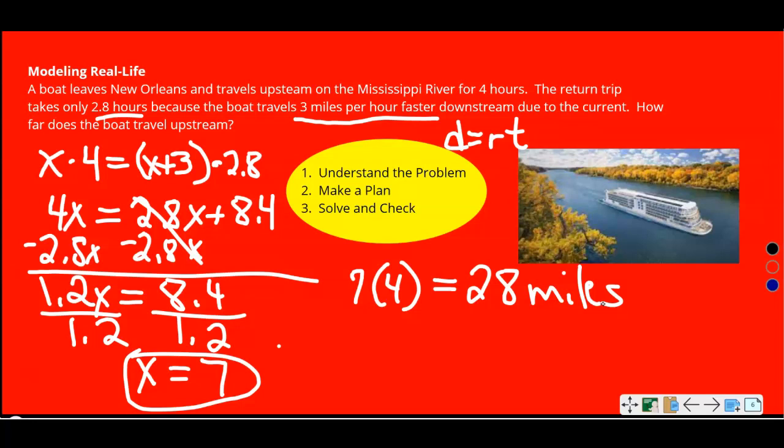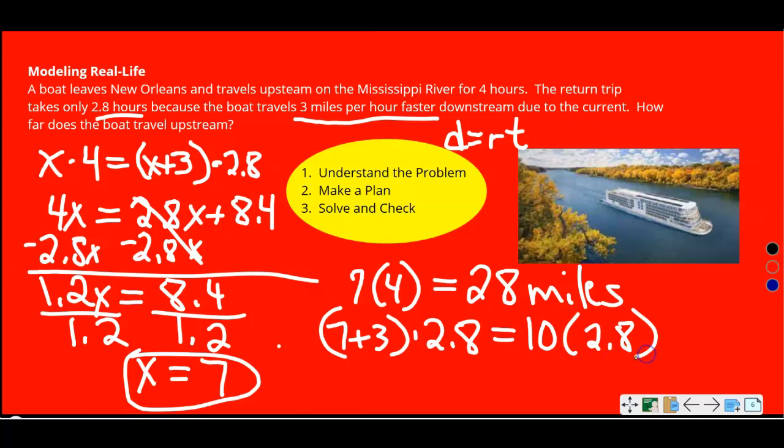So let's do 7 plus 3 times 2.8. 7 plus 3 is 10, times 2.8. 10 times a number, we just move the decimal place over. So that one equals 28 miles as well. You can see that it worked on both sides of the equation. So the boat travels 7 miles per hour upstream, and you can determine that it is a total of 28 miles for the distance.